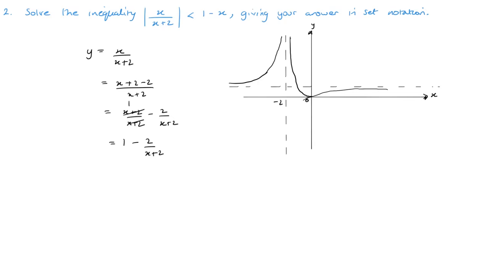So it goes through the 1 like so. So I've got something like that. Those are my two graphs, and as we can see here, we've got 1, 2, 3 intersection points. Okay, so now let's go ahead and work out the critical values.